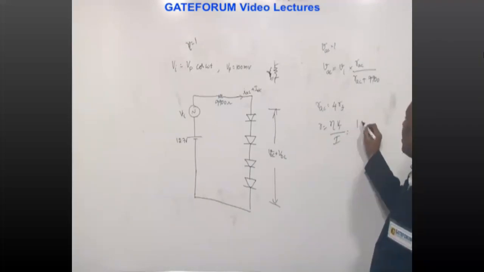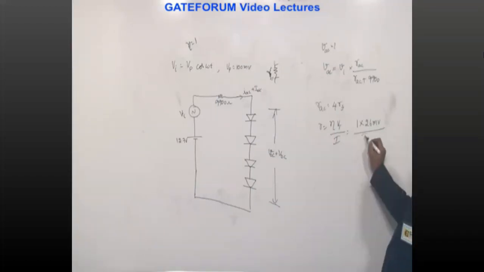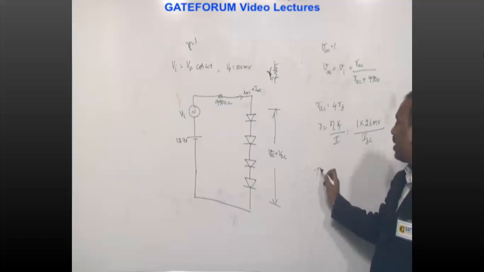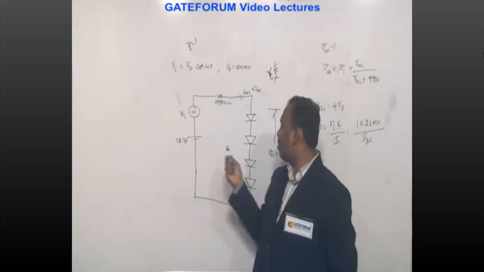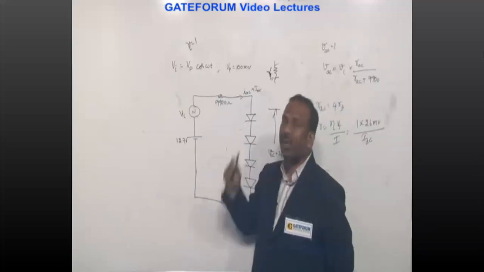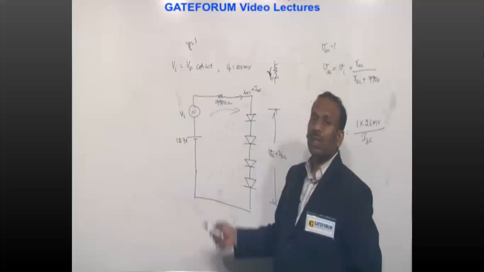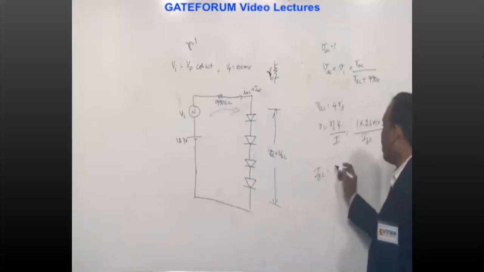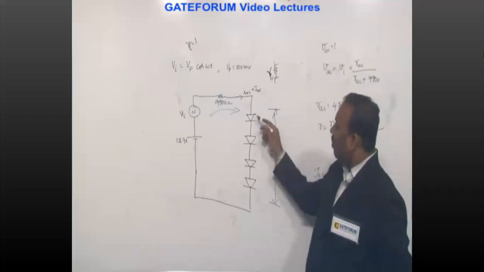Here eta is 1, so 26 millivolts by I. This is IDC. What is IDC? That means this DC voltage minus this DC voltage divided by this resistor. How to find the current flowing through this one? V1 minus V2 by this resistance. What is V1? 12.7. Minus, what is the voltage?